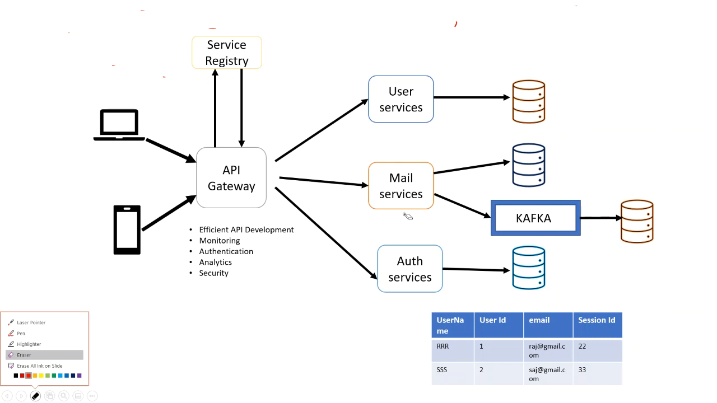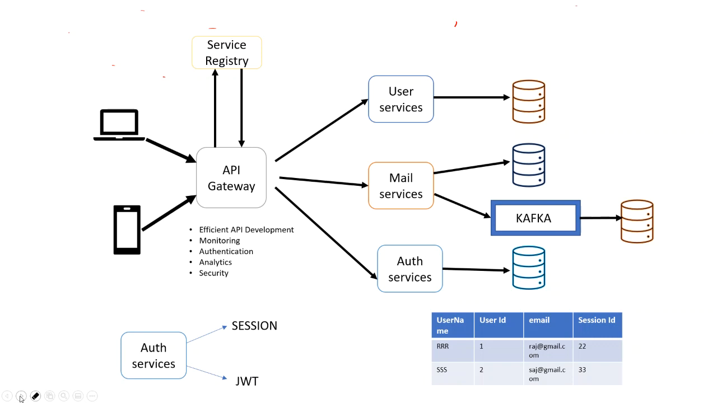If I want to use the user service or mail service, do I need to go for an authentication service again? And since HTTP is stateless, you won't be able to know that, right? Then what we do is we design it in such a way that even that question would be answered. In the authentication service, we can go for two ways. One is a session ID based way, and the other one is the JSON web token based way of doing the authentication.